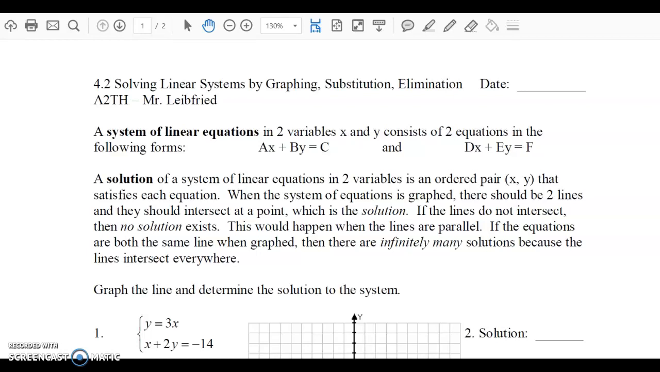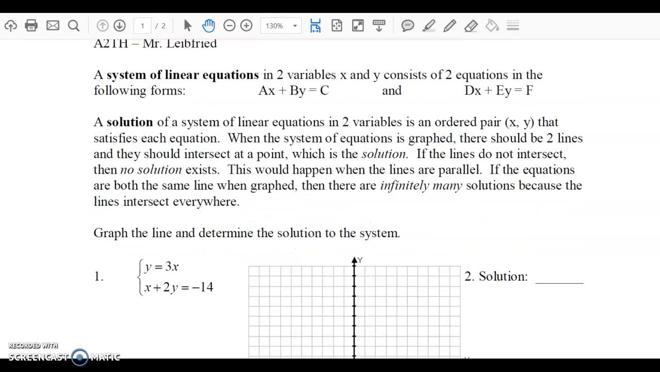The solution of a system of linear equations in two variables is an ordered pair, x, y, that satisfies each equation. In other words, when we plug them into both equations, we'll get true statements. When the system of equations is graphed, there should be two lines and they should intersect at a point, which is called the solution. If the lines do not intersect, then no solution exists. This would happen when the lines are parallel. If the equations are both the same line when graphed, then we can say there's infinitely many solutions because the line intersects everywhere, so the solution technically would be the equation of the line.